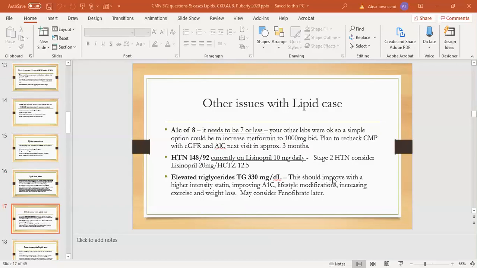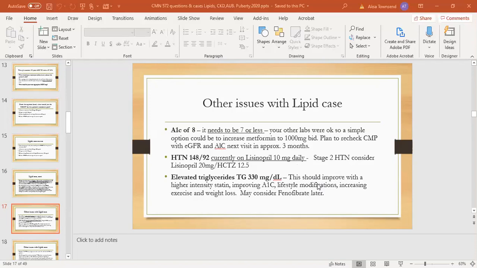For hypertension, currently they're on lisinopril 10. That would be more of a stage 2. So you would consider increasing that, like lisinopril 20 milligrams. You may do it with HCTZ 12.5. That's kind of an easy option that you can do. Since they're diabetic, you really want to stay with an ACE option, provided they're not having any problems with the lisinopril.